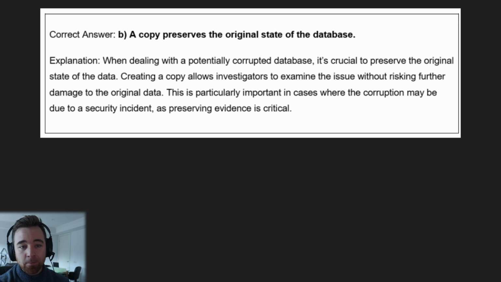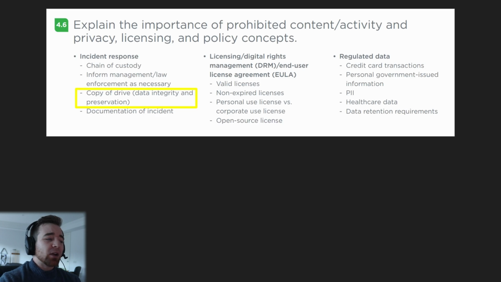If you create a copy, you can ensure that you're leaving that original version in its pristine condition so that you're not disturbing the crime scene. That's essentially the primary benefit, and that's why you want to do that. Now, this comes from exam objective 4.6, which is explain the importance of prohibited content/activity and privacy, licensing, and policy concepts. And specifically, it comes from the dot point of incident response.